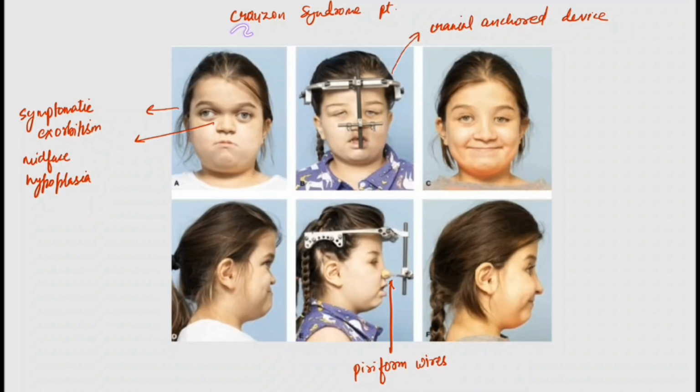Let's take the case of a Crouzon syndrome patient. Here there is symptomatic exorbitism and there is midfacial hypoplasia. So here we go for Le Fort 3 osteotomy and then distraction. Distraction is done by using a cranial anchor device and these pyriform wires.